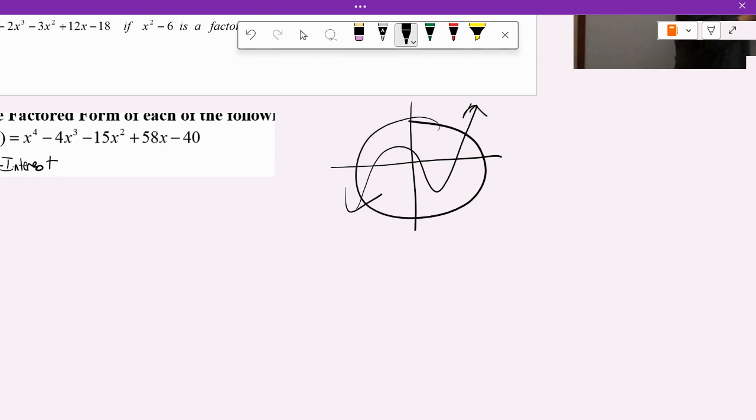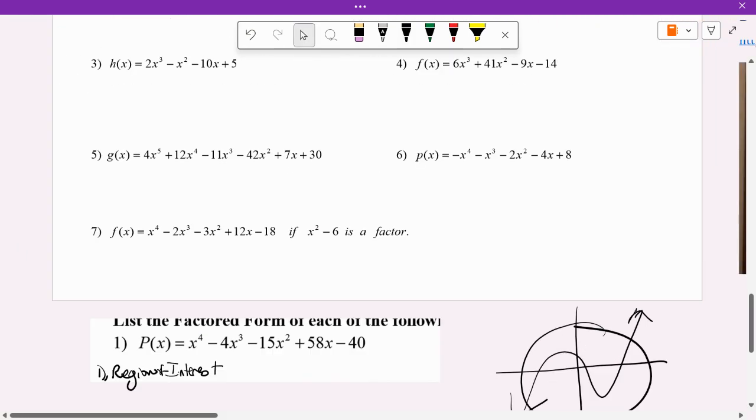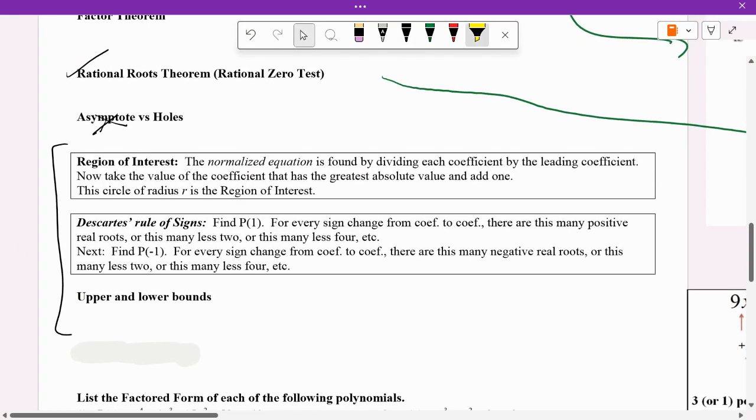So look, a region of interest is a circle, okay? So the way that we find the region of interest is, let's look and see what the rule says. Let's use our highlighter. The normalized equation is found by dividing each coefficient by the leading coefficient. Divide each coefficient by the leading coefficient, and then take the value of the coefficient that has the greatest absolute value and add 1. And this circle of radius r is the region of interest. So this is very simple. You just have to know what to do.